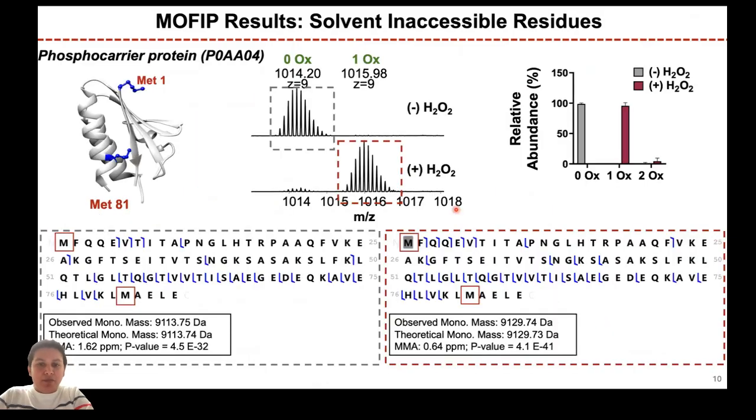Further, from the MS2s, you can see the single oxidation is localized to the N-terminal methionine. So upon hydrogen peroxide treatment, only methionine 1 is getting oxidized. Methionine 81, which is located in the helix, is buried and solvent inaccessible.